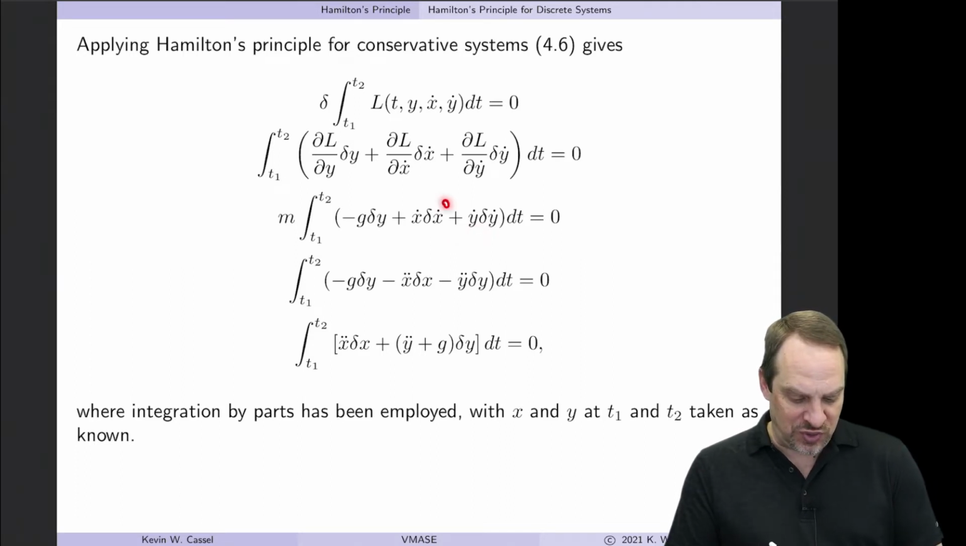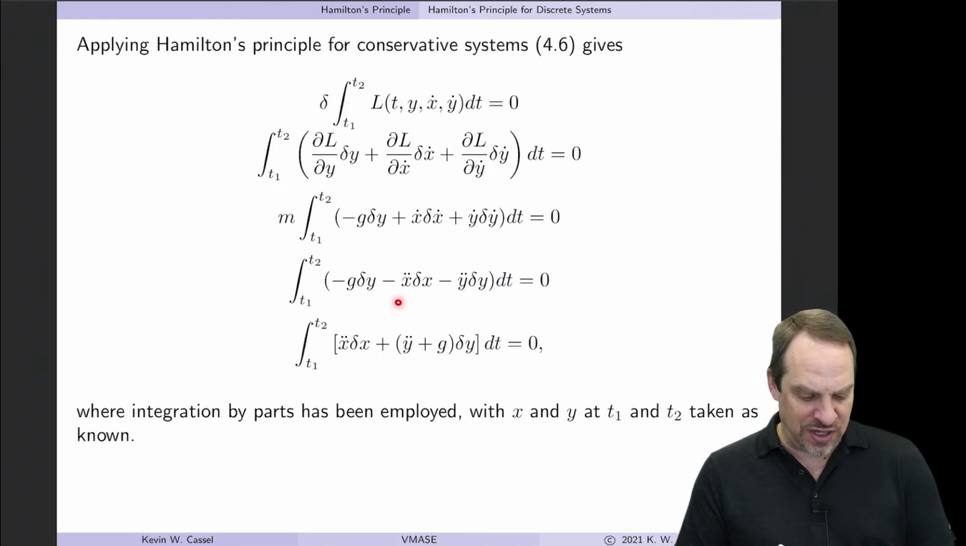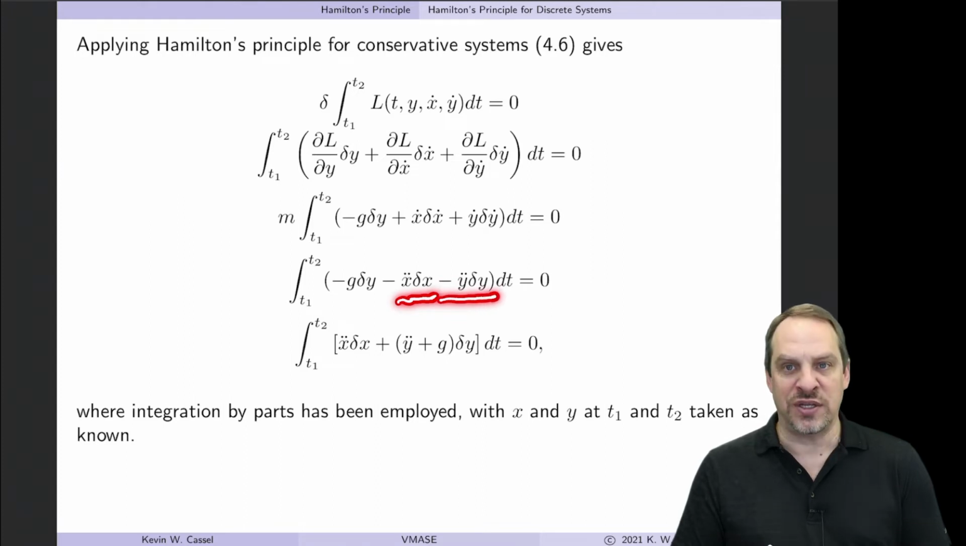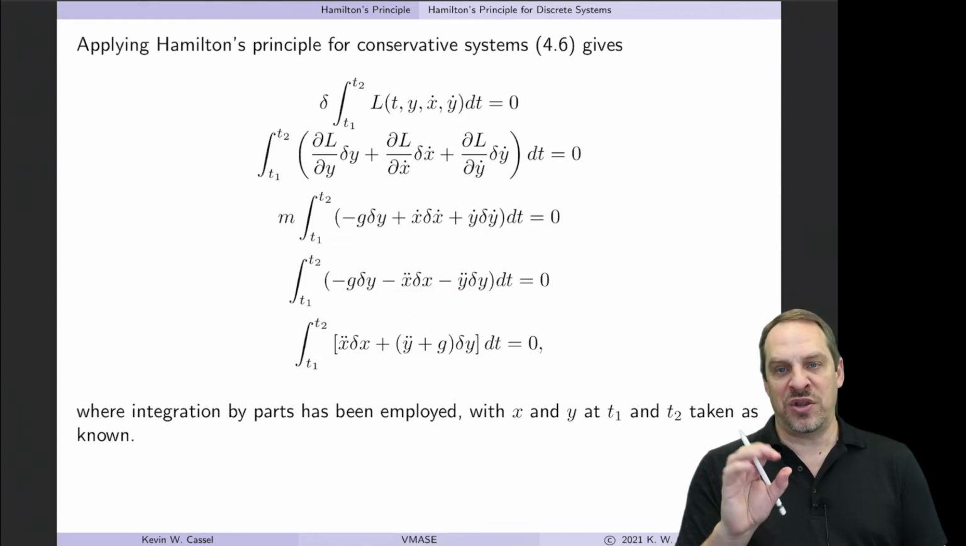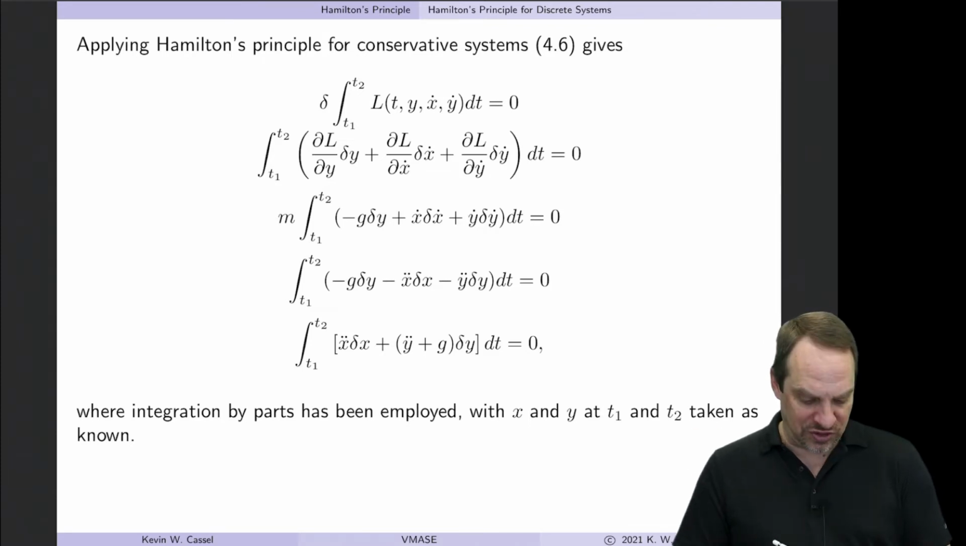We want to get these derivatives off of the delta x and delta y. So we use integration by parts to do that, and that gives us a minus, don't forget the minus sign, x double dot times delta x, and minus y double dot delta y. Now you notice I didn't bother showing the terms at the endpoints from the integration by parts because those vanish.